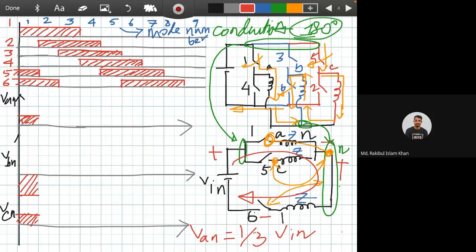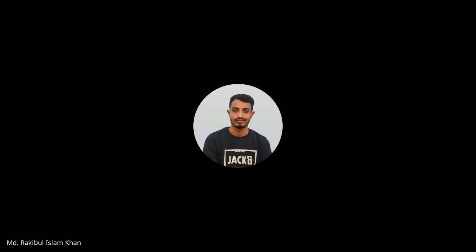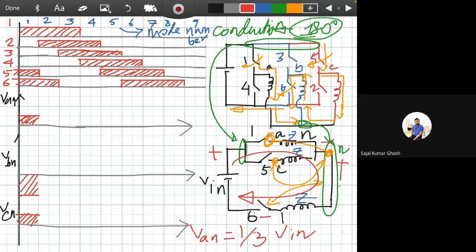Okay, does anyone have any question so far? Do you have any question? So in mode 2 we have switch 1, switch 2 and switch 6. 1, 2 and 6. So the new circuit will be in this fashion.